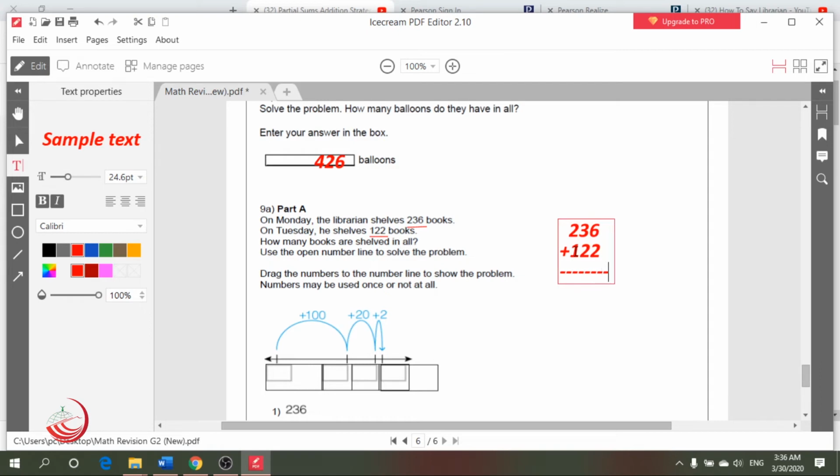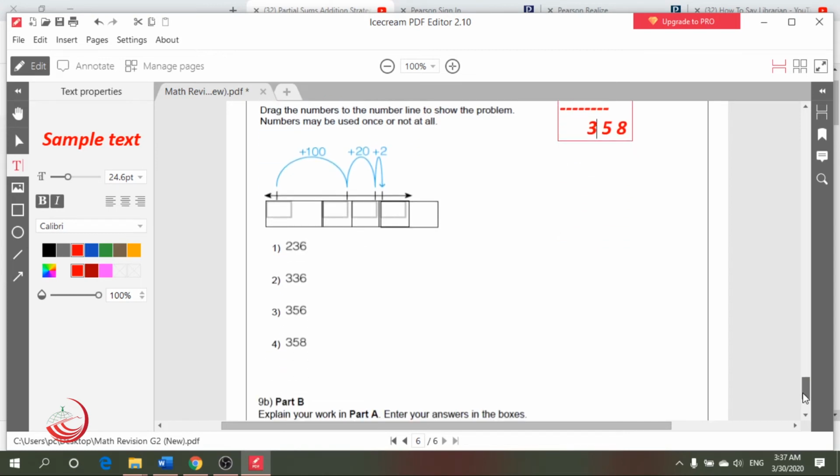Now let's add them. Let's start from the ones. 6 plus 2, Mahmoud, 8. Excellent. Now what about the tens? 3 plus 2 equal 5. Excellent. What about 2 plus 100? It will be 300. So now let's go and answer it on the open number line.